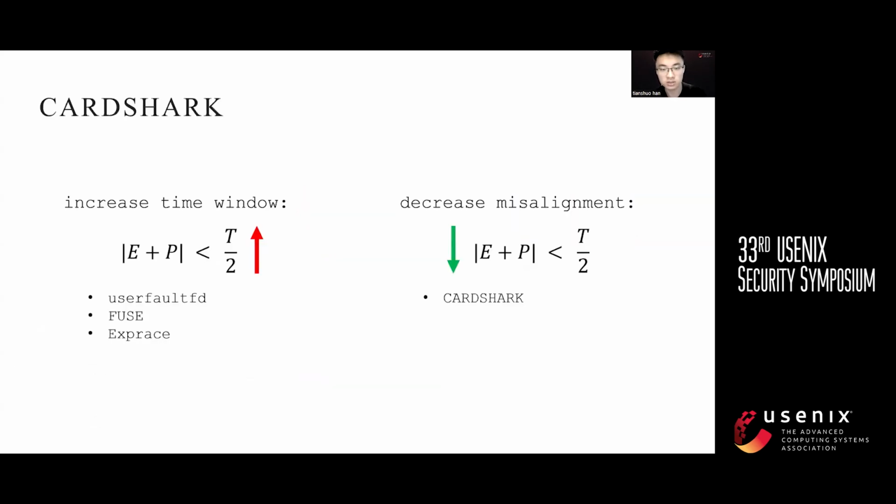And this inequation also inspires our new technique, CARDSHARK. Existing methods like either fault FD, fuse, or explore race work by increasing the time window length, which is the right side of the inequation. However, we can also increase the likelihood for it to hold by decreasing the left side of it, which is the misalignment. And this is the core idea behind our technique, CARDSHARK.